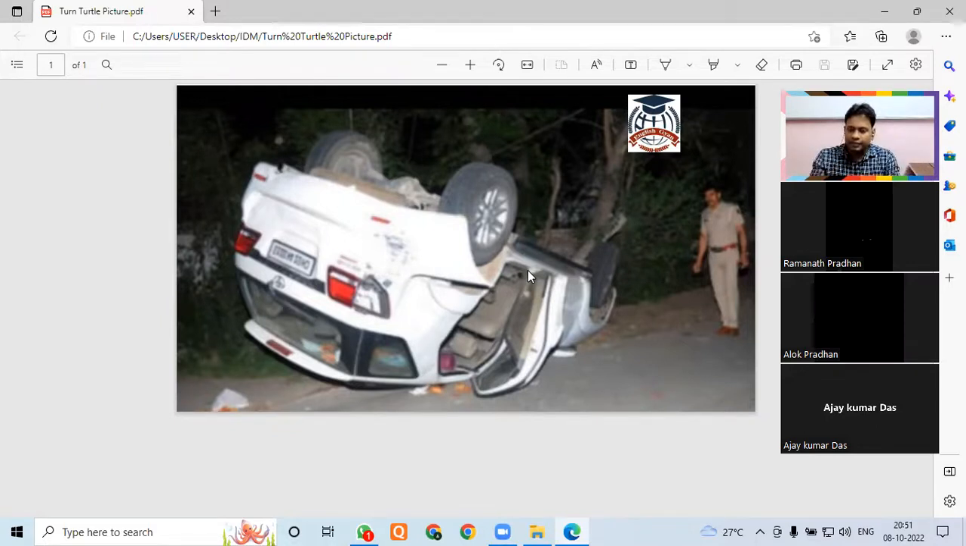Sir, a policeman is watching an accident car. Okay. A car met an accident and the policeman is watching. And other things, what is the position of the car? Car is in the normal position? Upside down. Upside down, sir. Upside down. Okay.